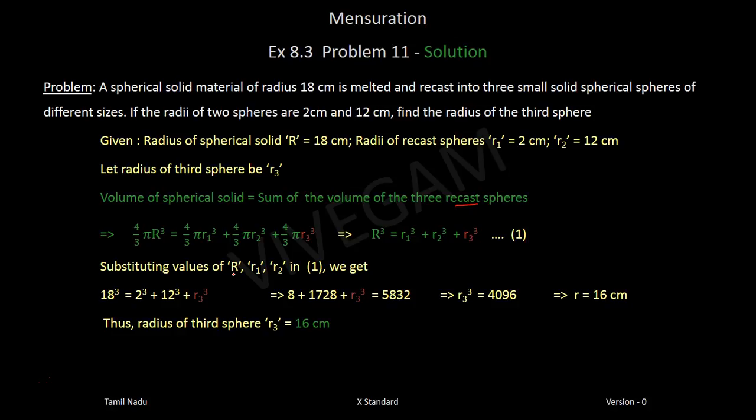Now we'll substitute the values of capital R, R1, R2. Then it becomes 18 cubed equals 2 cubed plus 12 cubed plus R3 cubed. So 2 cubed is 8, 12 cubed is 1728, and 18 cubed is 5832. So for R3 cubed, you take all these things to the left side and subtract, and you get 4096. Taking the cube root, we get R3 equal to 16 centimeters. Thus, the radius of the third sphere is 16 centimeters.